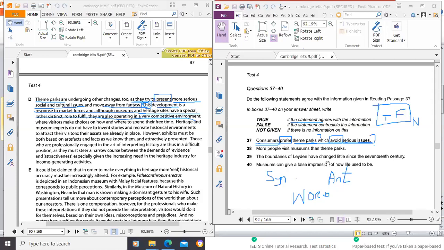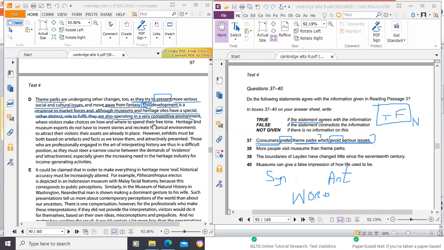They made choices on how and where to spend, not that they avoided anywhere. There was nowhere they specifically said they are going. Okay, but let's look for that. Someone can spend 5 minutes on true, false, not given, especially when it's like this, so let's look for how they spend. Where visitors make choices on how and where to spend their free time.